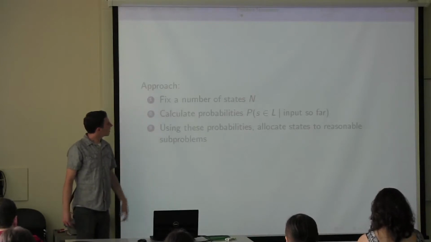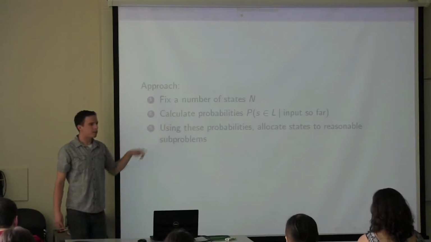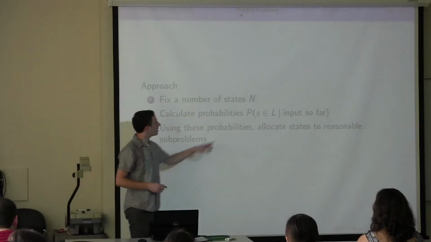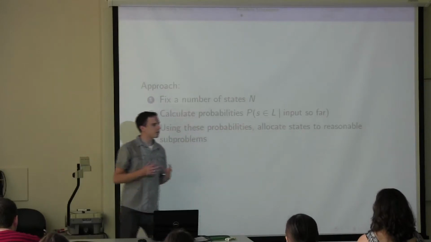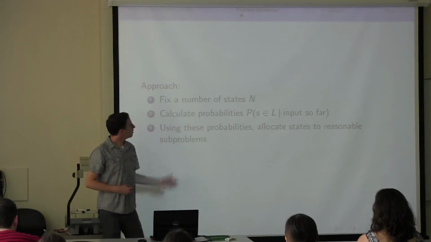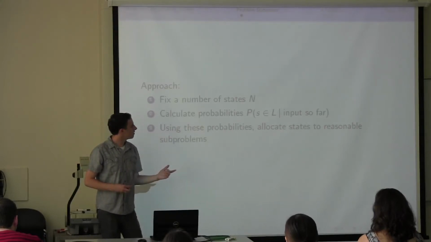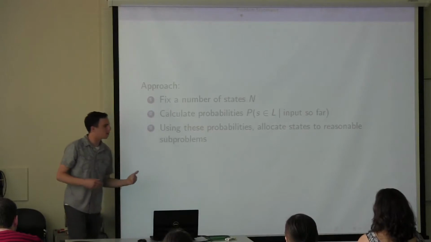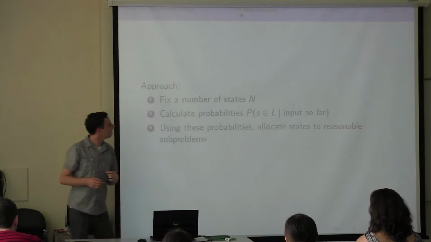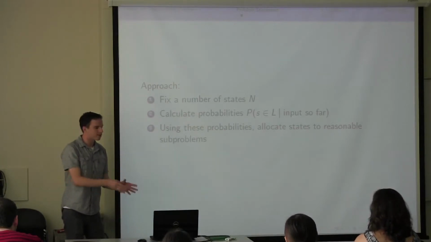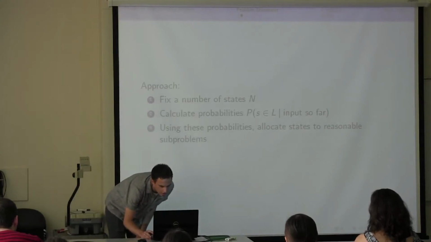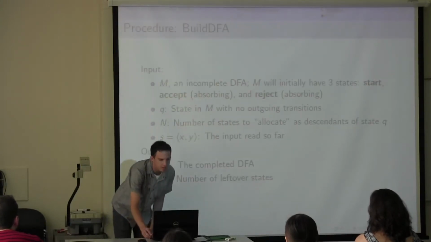We're going to need some notion of probability here. We're going to be interested in particular in the probability that a given string is in the language given the input so far, right? And then using these probabilities, I'll present to you a simple algorithm to allocate the n states we're given to approximately solve subproblems. So I think we'll jump right into the procedure.